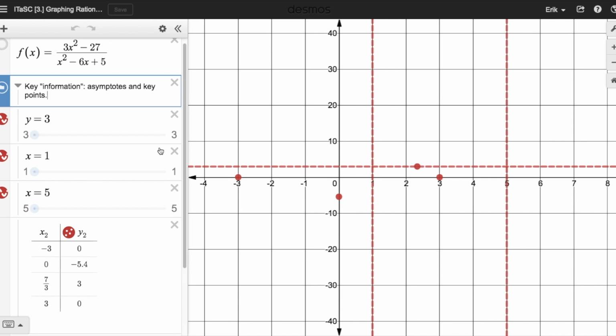And in addition to that, I have 3 key asymptotes. It's part of the key information. They're not points, but they are lines that affect where this graph can be and how it's displayed. So we have our horizontal asymptote at y equal 3. And we also know we have 2 vertical asymptotes at 1 and 5.